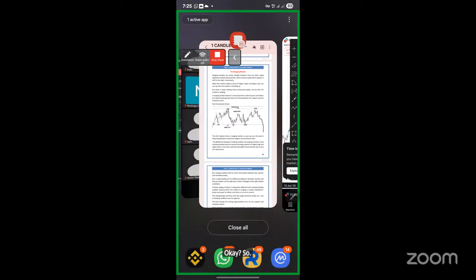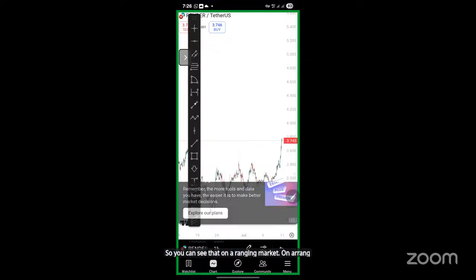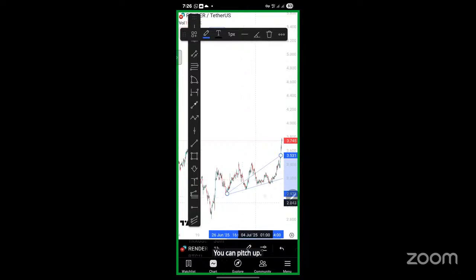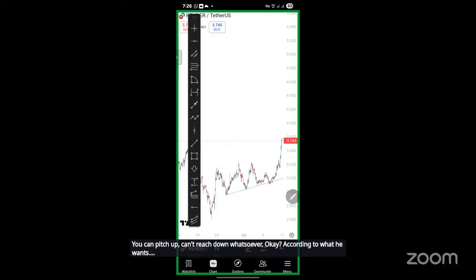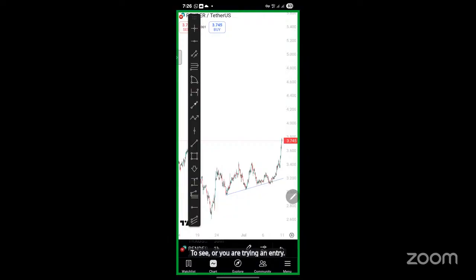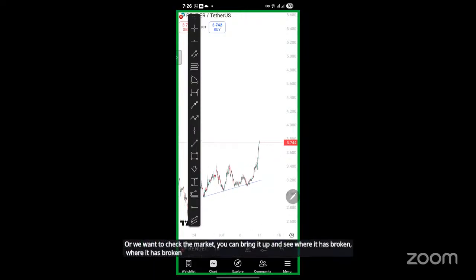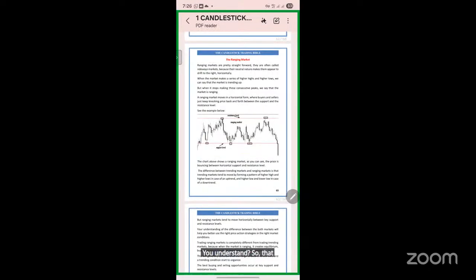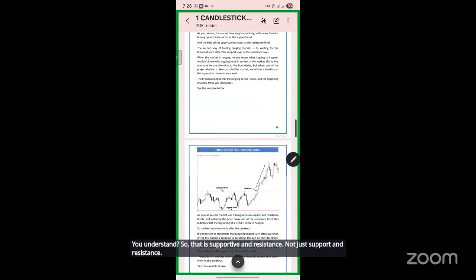So that is a ranging market. You can see that on a ranging market, you can do it up, you can do it down, according to what you want to see. If you want to find an entry on a spot, you draw it down. If you want to find an exit, or you want to check the market, you can draw it up and see where it has broken structure. You understand? So that is support and resistance. We have seen ranging markets.